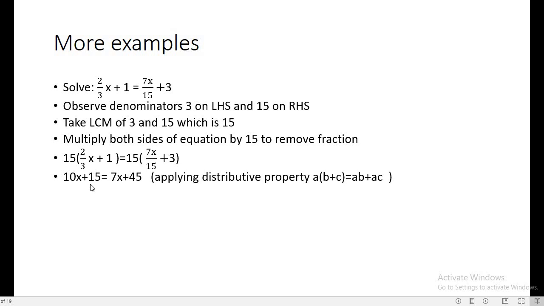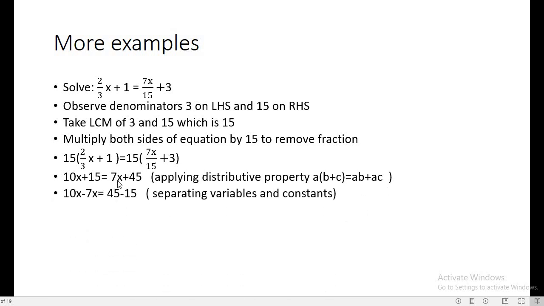Now 15 into 1 gives you 15. Here 15 multiplied by 7x by 15, 15 divides 15, so we are left with 7x, and the plus sign remains as such, and 15 multiplied by 3 gives us 45. So this is according to the distributive property: a multiplied by b plus c. Here a will be multiplied by b first, the plus sign remains as such, and a will be multiplied by c later. So ab plus ac.